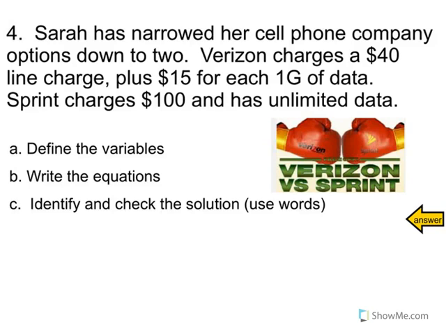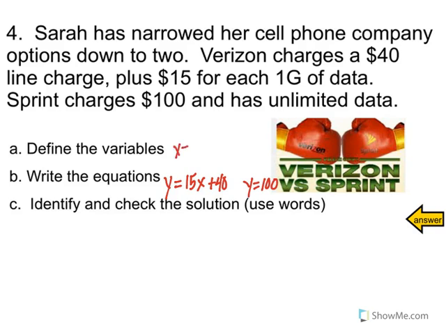When we're looking at word problems, we need to make sure that we can also write the equation. So Sarah narrowed down her cell phone choices to 2 companies, Verizon and Sprint. So Verizon charges a $40 line charge plus $15 per gig of data. So I know my first equation here is going to be y equals 15x plus 40. We know Sprint charges $100 and has unlimited data. So the cost for Sprint is just $100.